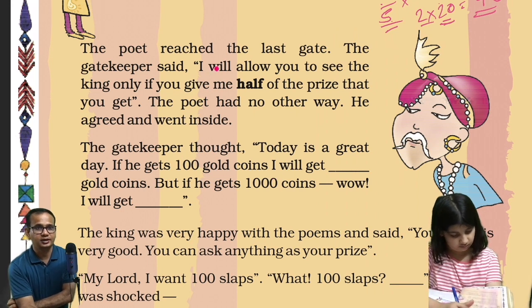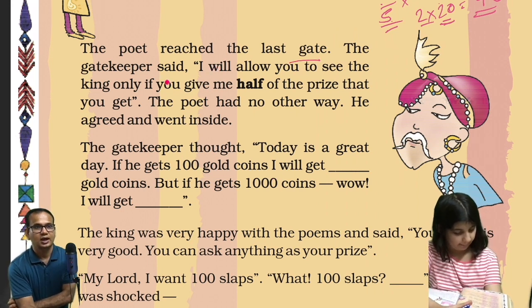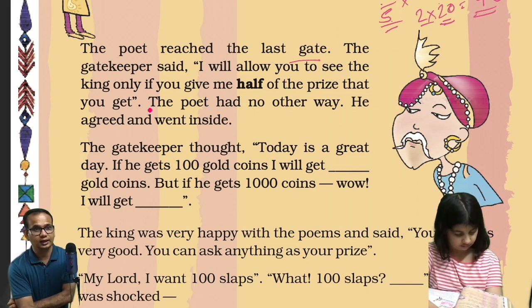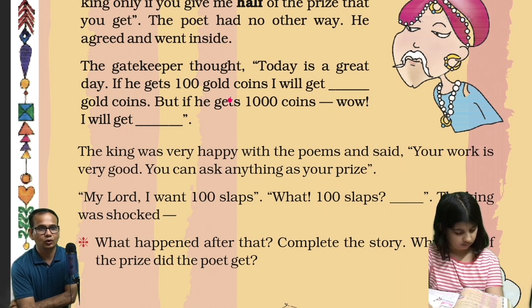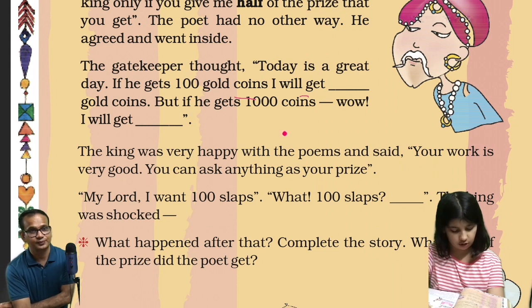The poet reached the last gate. The gatekeeper said, "I will allow you to see the king only if you give me half of the prize that you get." The poet had no other way. He agreed and went inside. The gatekeeper thought, "Today is a great day. If he gets 100 gold coins, I will get..." Tell me the answer. 50 gold coins.